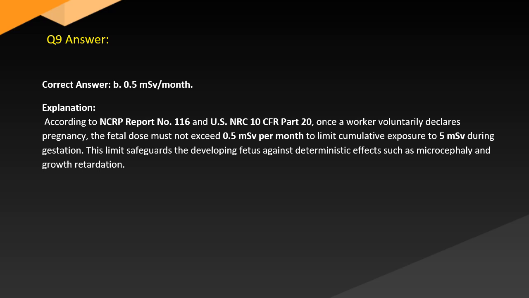Answer. Correct answer, B. 0.5 mSv per month. Explanation: according to NCRP Report No. 116 and 10 CFR Part 20, once a worker voluntarily declares pregnancy, the fetal dose must not exceed 0.5 mSv per month to limit cumulative exposure to 5 mSv during gestation. This limit safeguards the developing fetus against deterministic effects such as microcephaly and growth retardation.